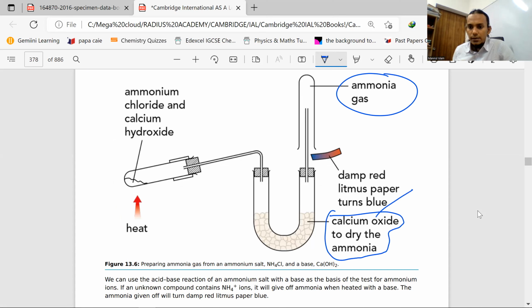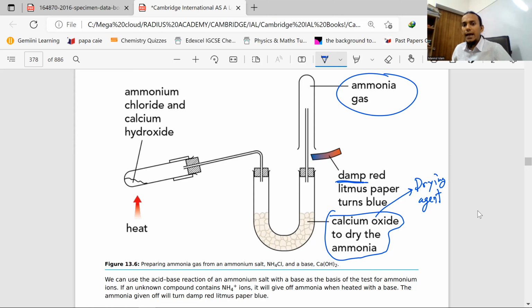Because calcium oxide is a drying agent. What is that? Drying agent. And we are giving damp red litmus paper, not only red litmus paper, because red litmus paper will never turn blue if we give ammonia gas. Why? Because no hydroxide ion present.